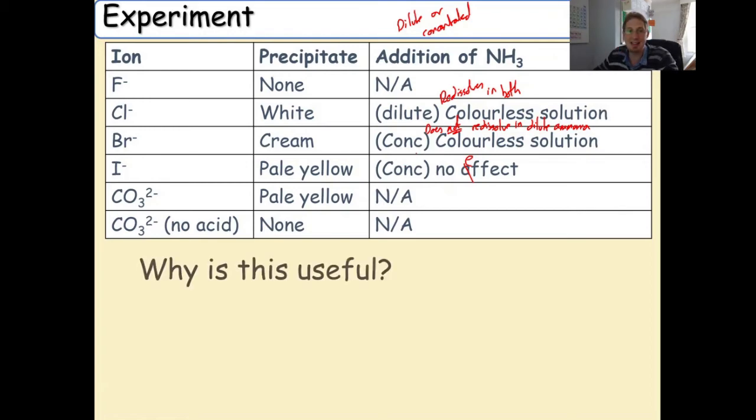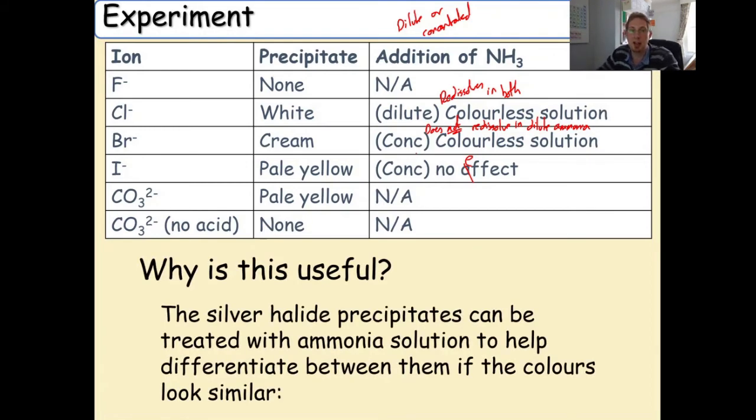And of course this again can be used to help differentiate between them if the colours look similar. So yes, while in a perfect situation you can tell the difference between white and cream and pale yellow, in reality it's quite difficult, and so the ammonia will help distinguish for you.